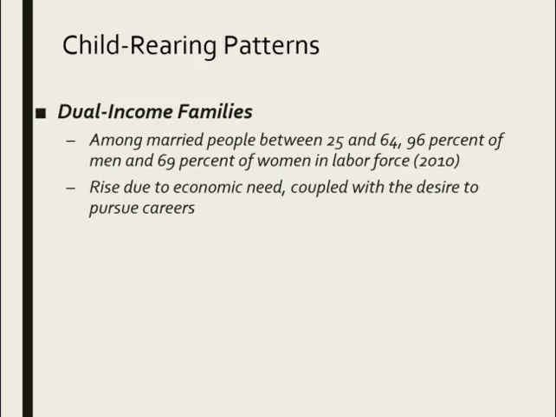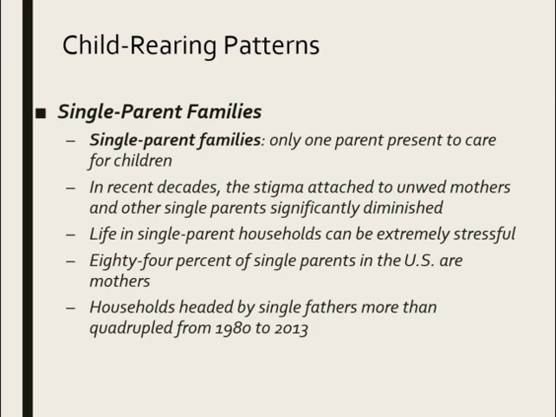Okay, so dual income families. This has been a huge change in society since the 60s. Among married people between 25 and 64, 96% of men and 69% of women are active in the labor force. That was as of 2010. This number has undoubtedly increased, and this is due to economic need. We both want to pursue careers. We both need two incomes in order to make ends meet or to maintain the kind of lifestyle that we want.